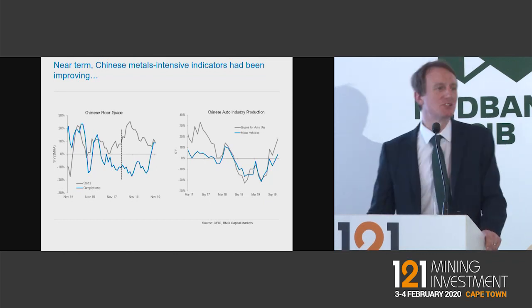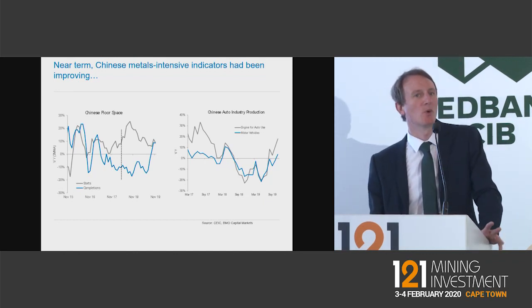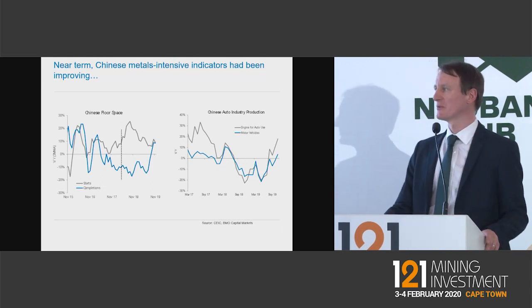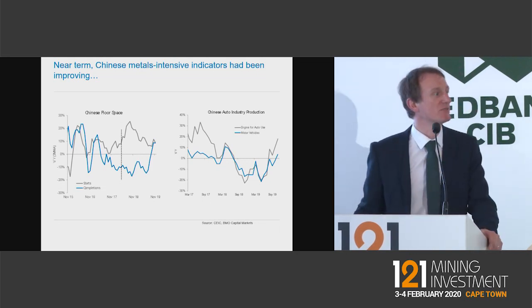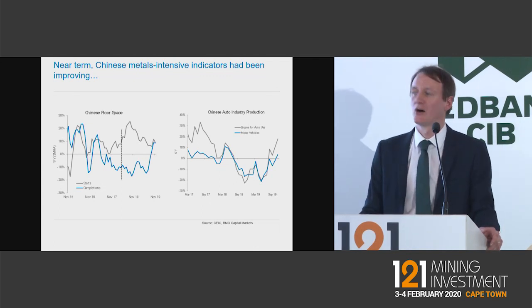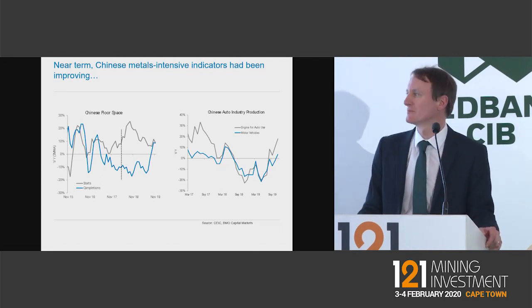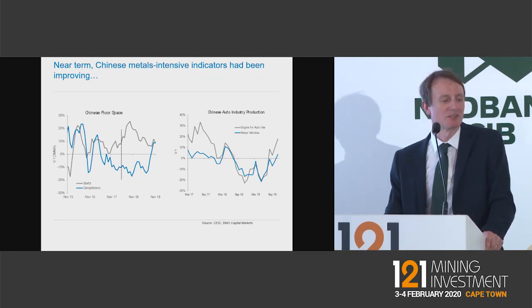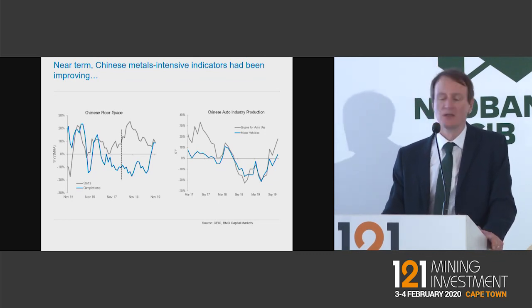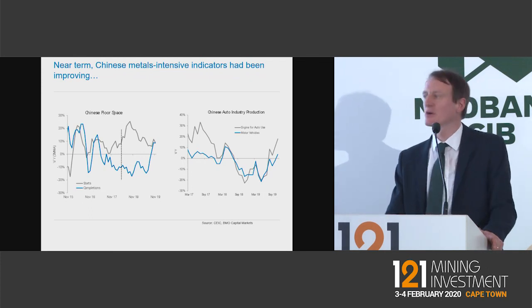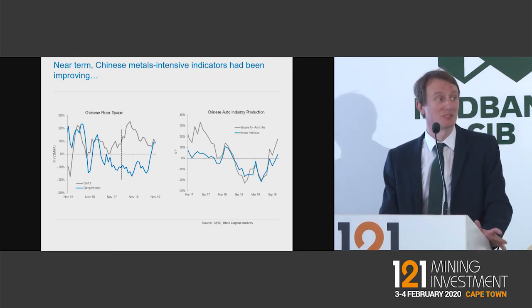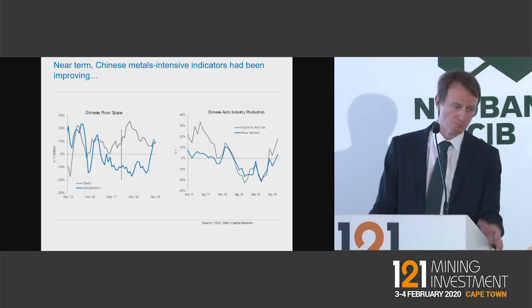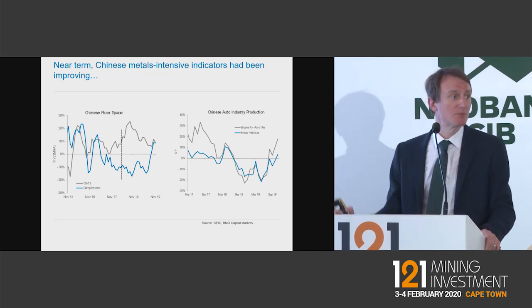Obviously, a lot has changed in the past month, but why were things a month ago looking a lot better? We're starting to see some of these Chinese metals intensive indicators starting to pick up. Let's start with the property market. Look, I'm a commodities analyst. That means I'm a China property analyst half the time, or a China policy analyst anyway. Getting the China property market right is important because it's the single biggest consumer of metals in the world as an individual sector.